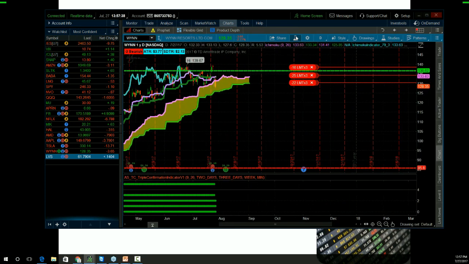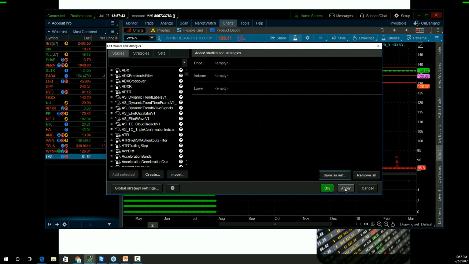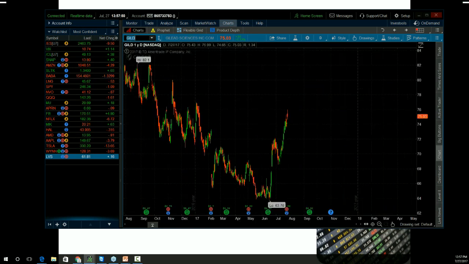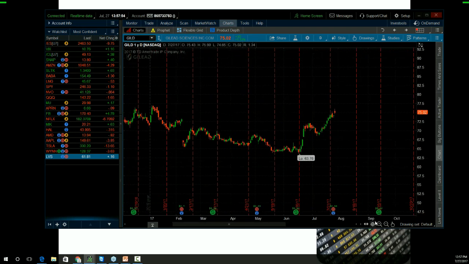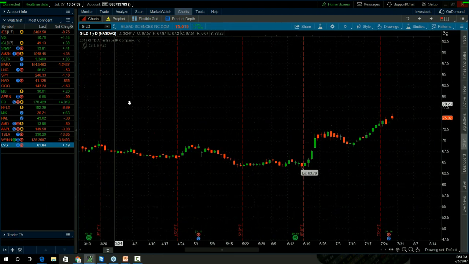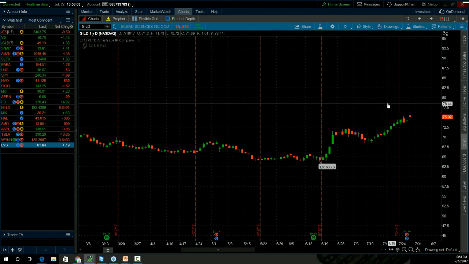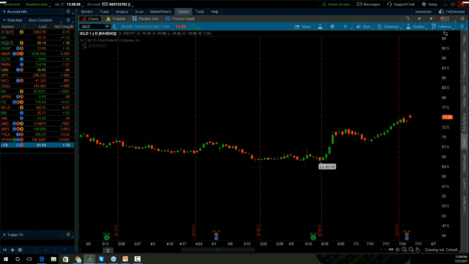Okay, so let me get rid of everything, and I'm going to show you guys how to set this up on Thinkorswim. Want to see Gilead? Okay, we'll go to Gilead. So this is a chart of Gilead, right? And you say to yourself, how does Gilead look? I mean, it looks pretty good. Let's move in higher here. So what I would do in Gilead is click this little magnifying glass right here.